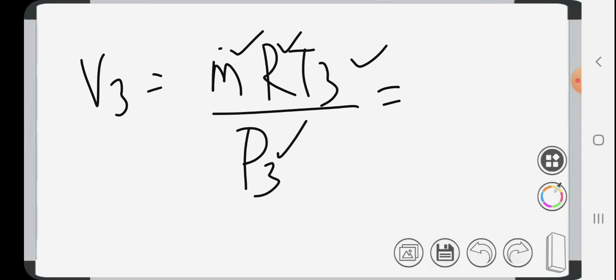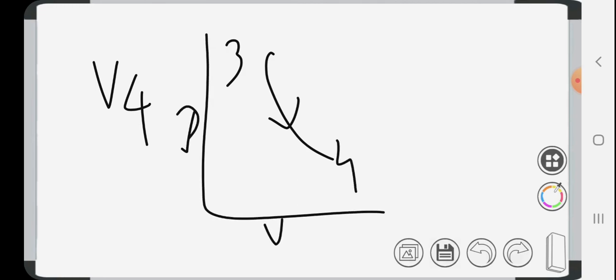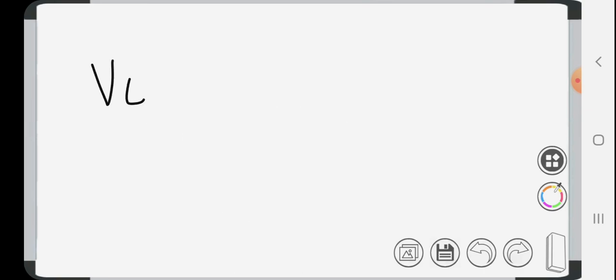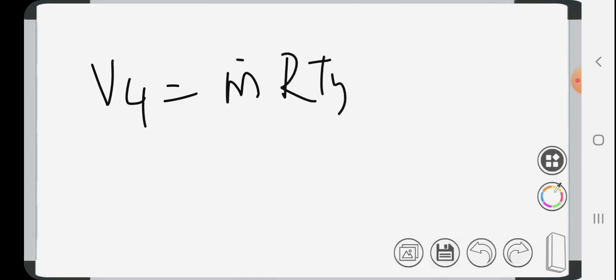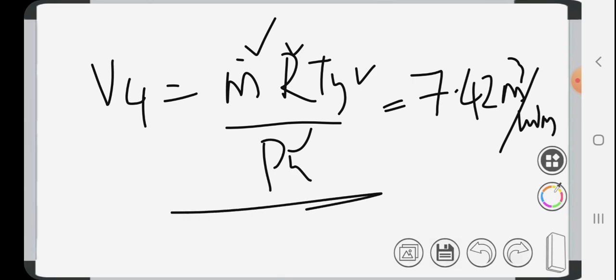Piston displacement. So V4 is the higher volume. Actually, we have to calculate V4 since 3 to 4, it's the PV diagram, so this is the higher volume. So this much piston displacement should be there. Higher volume is what is to be calculated. So V4 is m dot R T4 by P4. Everything is known. So you will get around 7.42 meter cube per minute. So these are the piston displacements of compressor and expander.